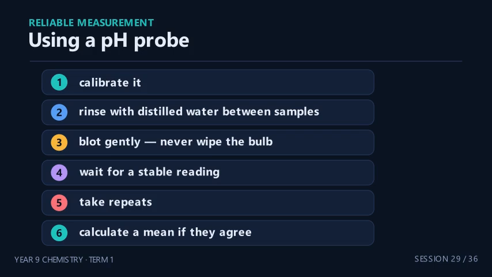Why calibrate? Because calibration is what makes your readings accurate, matching the true value. Why repeat? Because repeats are what make your results reliable. 2 different words, 2 different jobs.